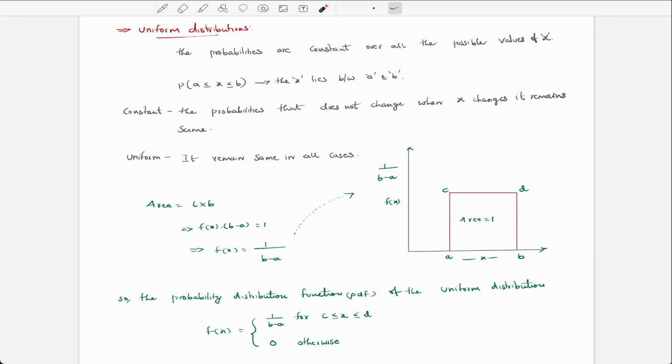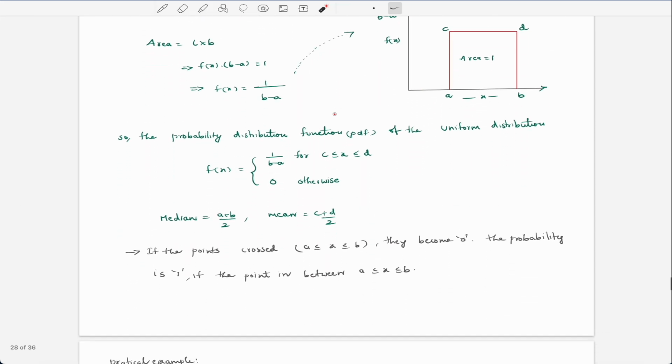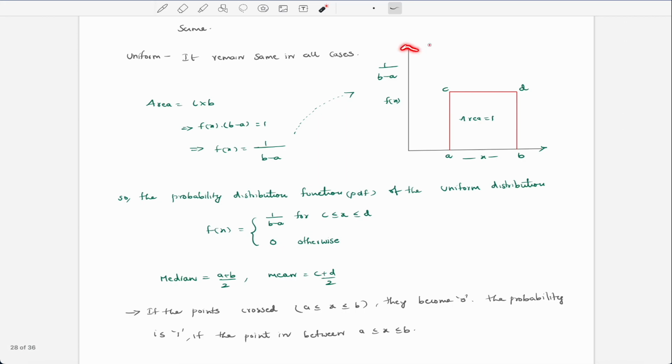So what is uniform? Uniform means it remains the same in all cases. As I said, this is a line. If it is moving, then we cannot say this is uniform, right? I have given a nice diagram here. This is a uniform distribution, with points a, b, c, d, and this is a rectangle, right? How are we going to find the area of that rectangle?